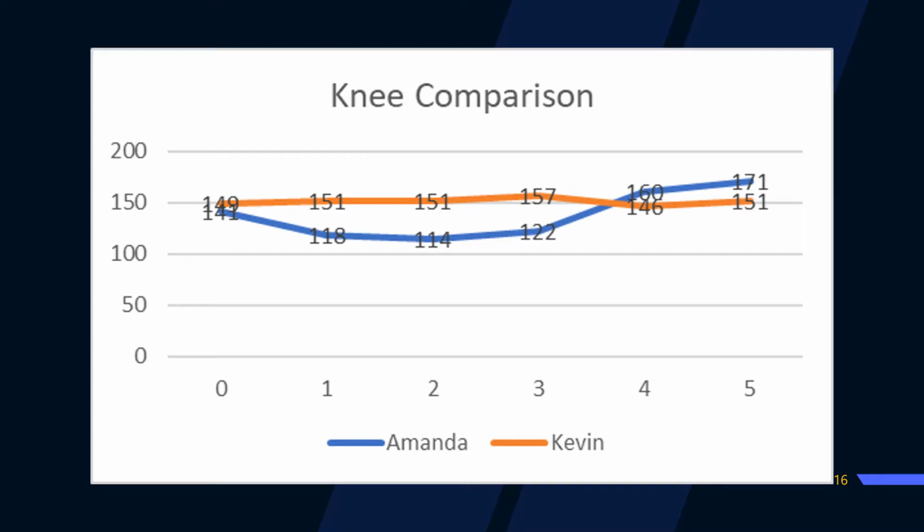For their knee comparison, Amanda's knee also changes a lot more than Kevin Durant's. You can see that his line is almost straight, whereas Amanda's changes significantly more.